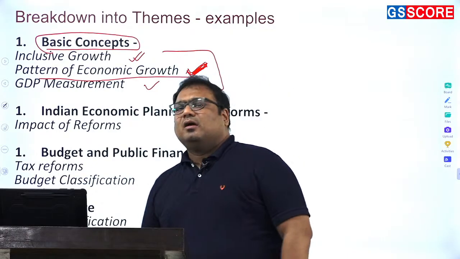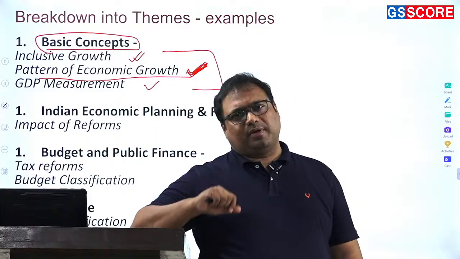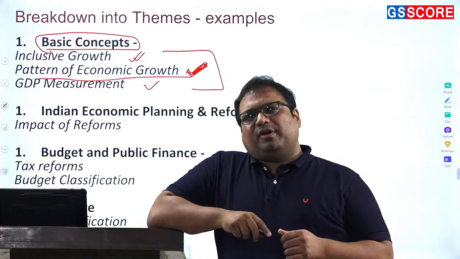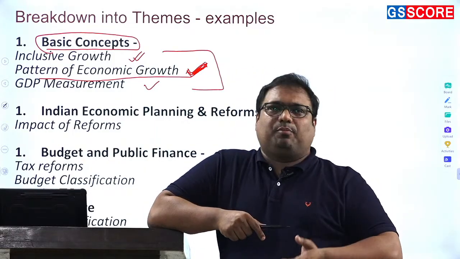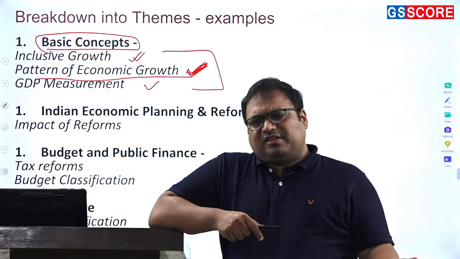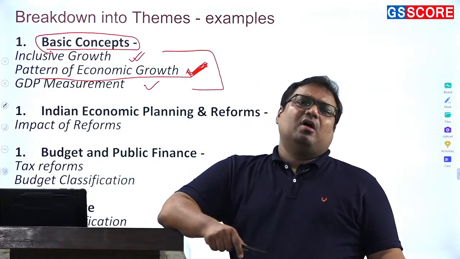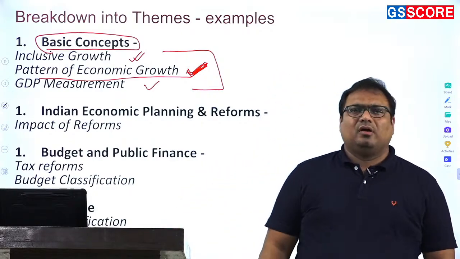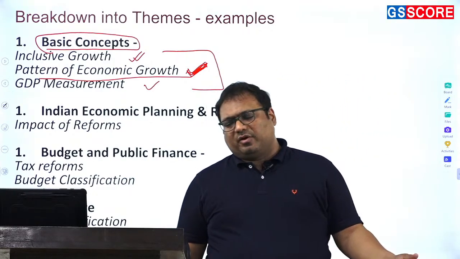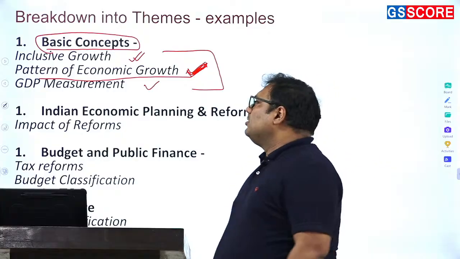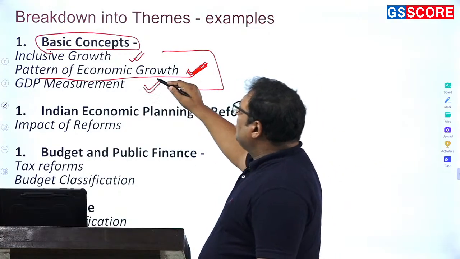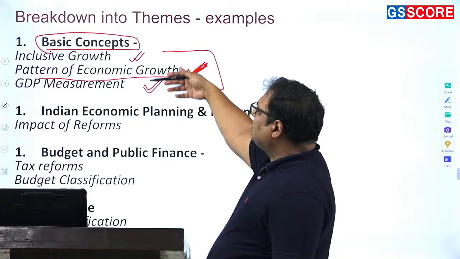Okay? Then GDP measurement is a static topic. GDP measurement, sometimes when the government changes the policy, when the government brings certain changes, then you can link it to some current issue. Otherwise, this is a static topic, which they usually ask about when the government makes changes to it. So, in basic concepts, these are certain themes.